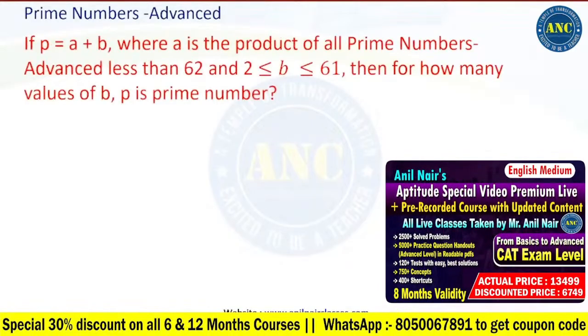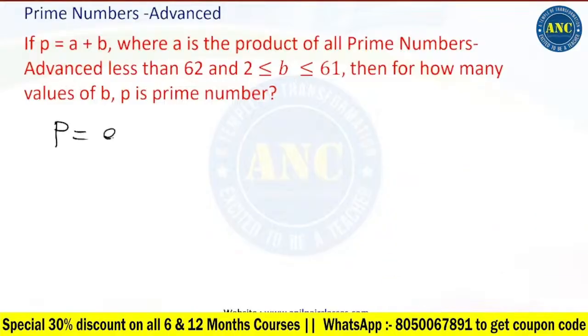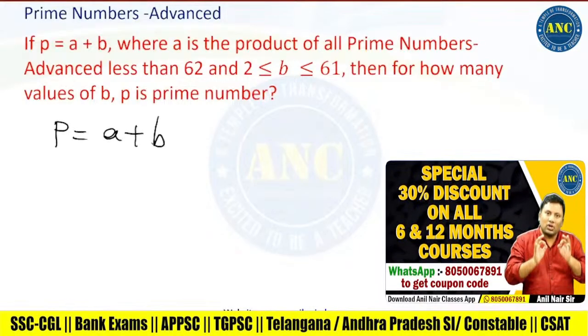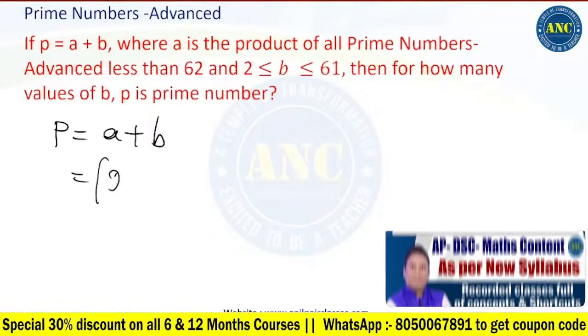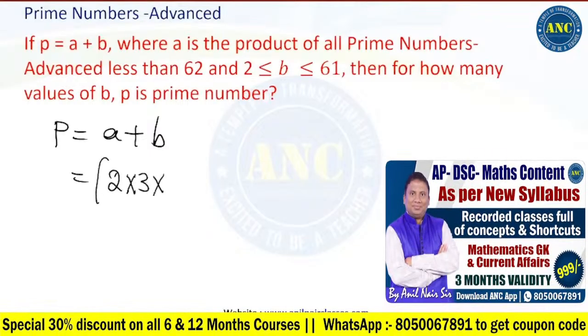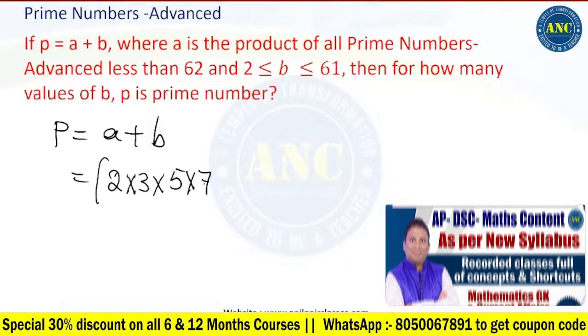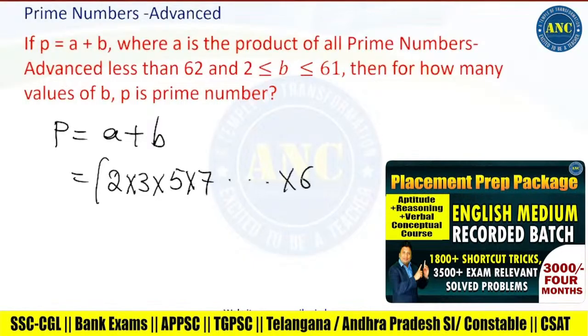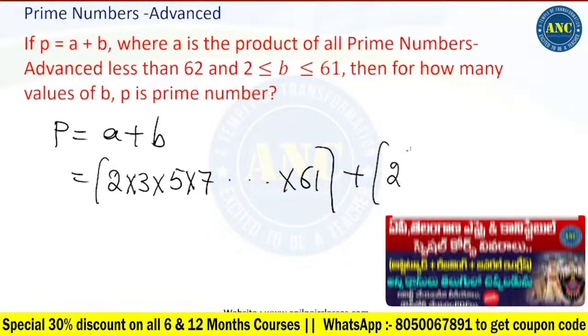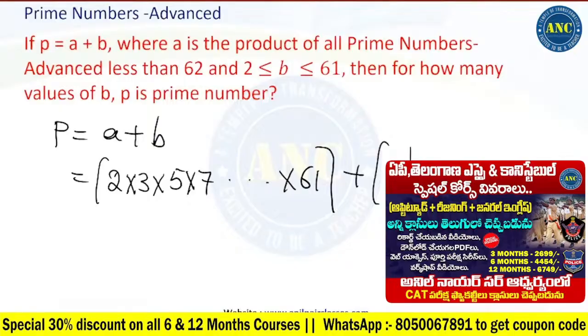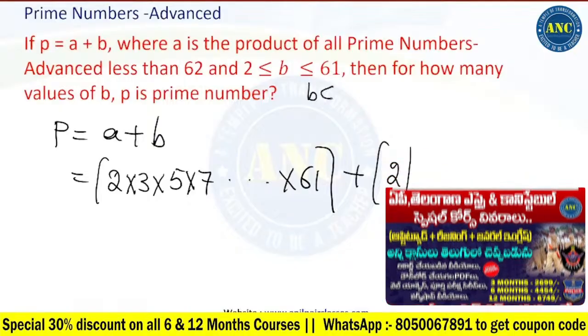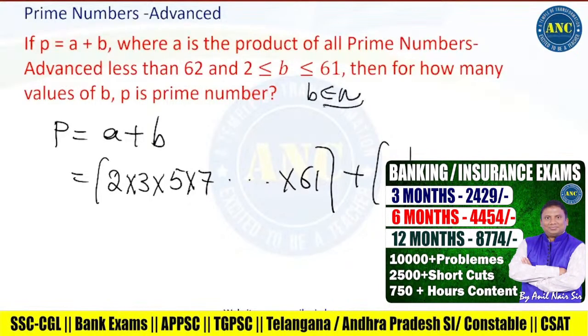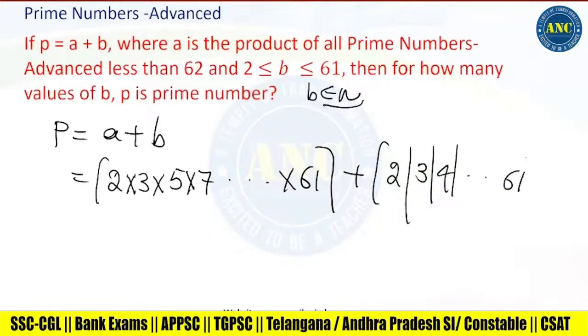Now see this CAT question. P is equivalent to A plus B. A is the product of all prime numbers less than 62. So it is 2, 3, 5, 7 and so on up to the last prime number, 61. B can take any natural number. B is a natural number here. Right? So B can take 2, 3, 4 and so on up to 61.